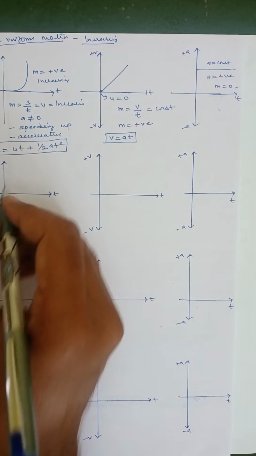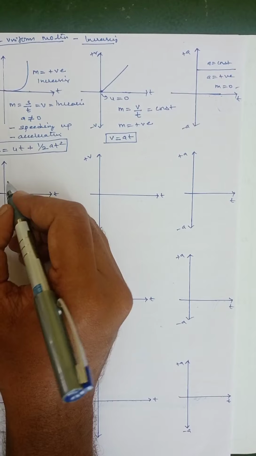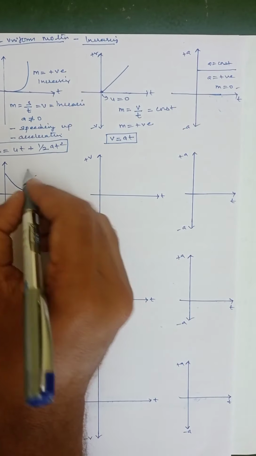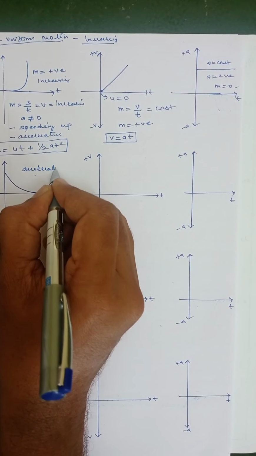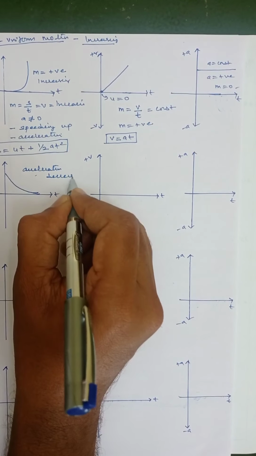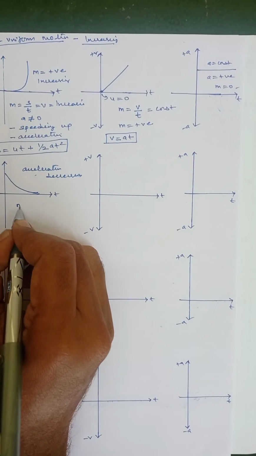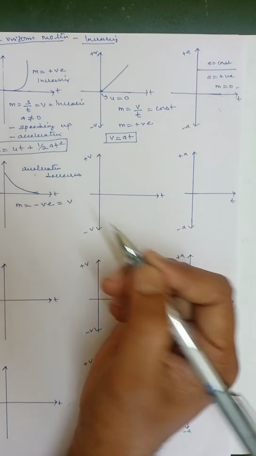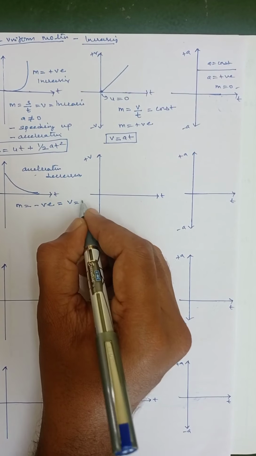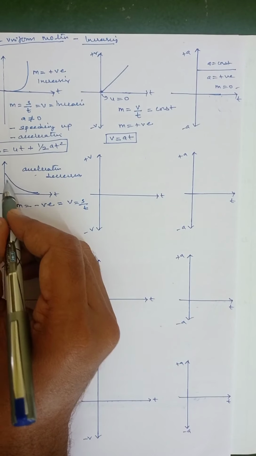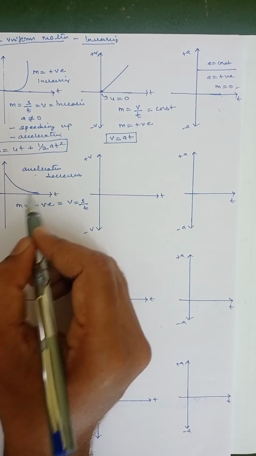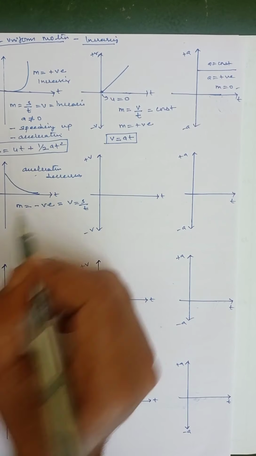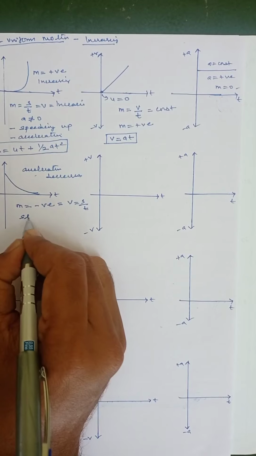So next, this graph becomes like this. Here the acceleration decreases. Here m equal to negative, the slope is equal to negative, that is v is equal to negative, or s by t is equal to negative. The distance decreases as the time increases, so distance decreases as the velocity decreases, so slope decreases. So this is called slowing down.